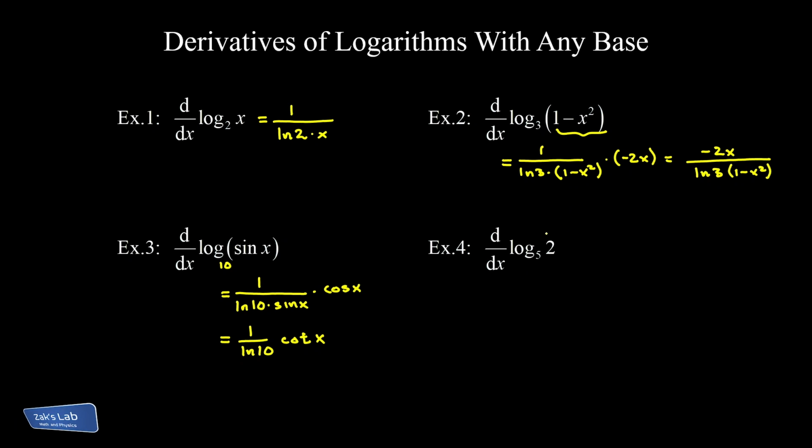Now example 4 is just a trick question. If you get too much in the habit of applying our new derivative formula, you could accidentally miss that what we're looking at here is just a constant. So I'm asking for the x derivative of log base 5 of 2. Well, log base 5 of 2 is just some number. And if I take the derivative of a constant, I always get 0.